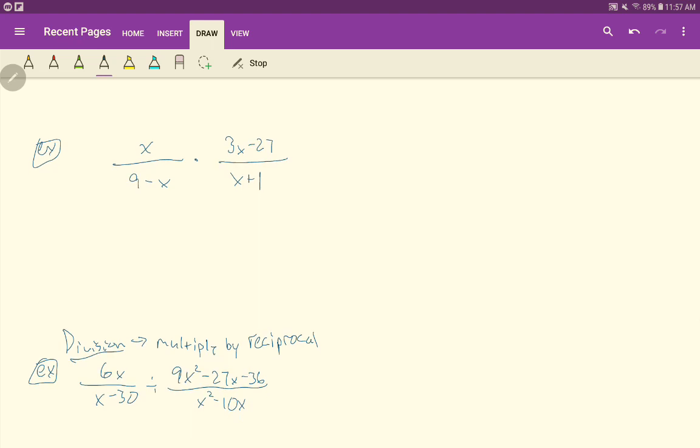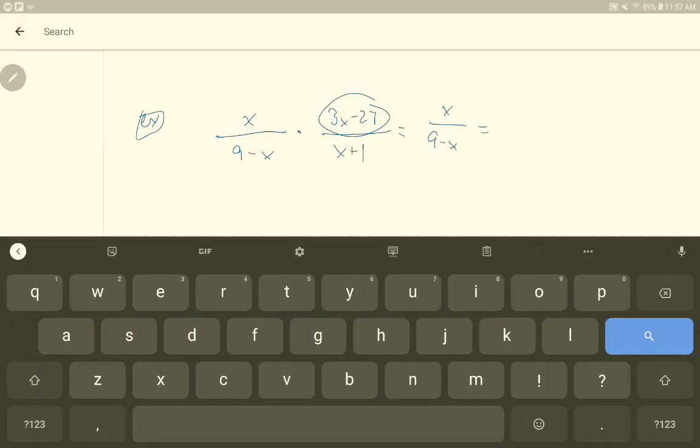X over 9 minus x and 3x minus 27 over x plus 1. This is even more simple. So we have x over, let's see here, 9 minus x, equals, I can take a 3 out of this one. That's the only thing I can really factor.